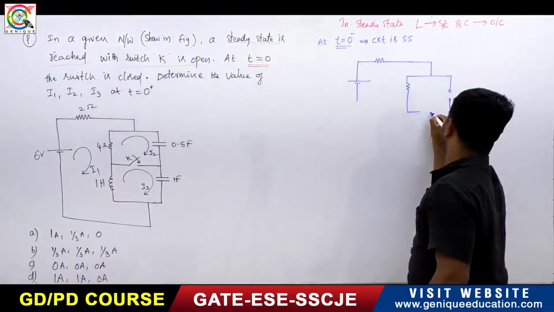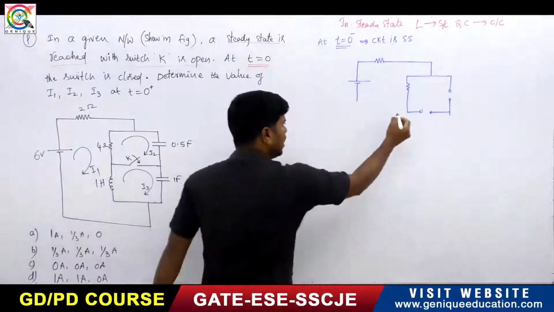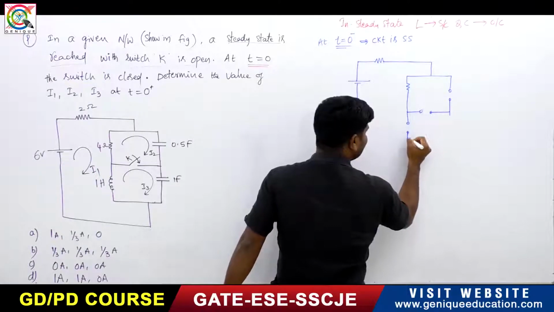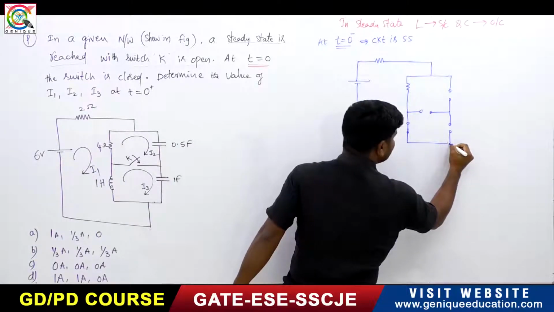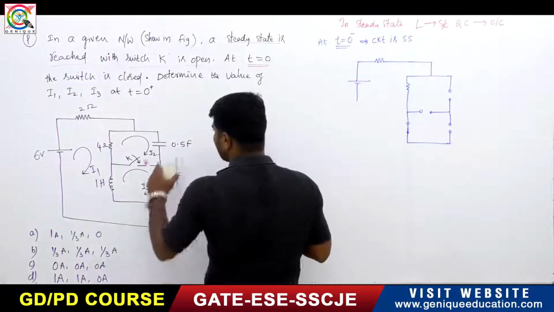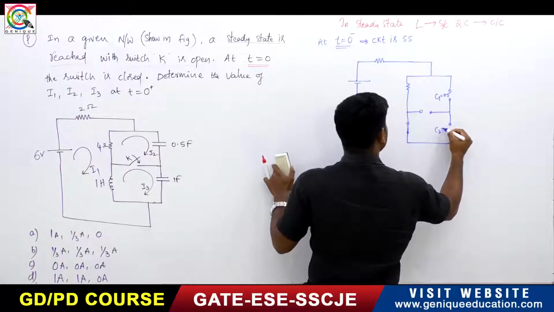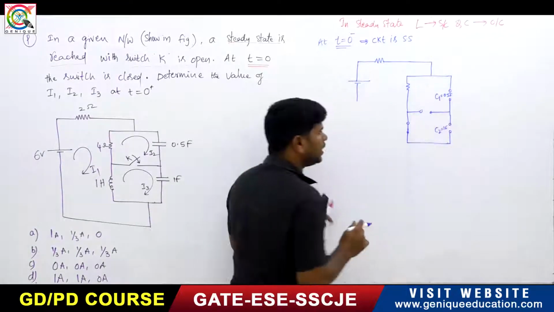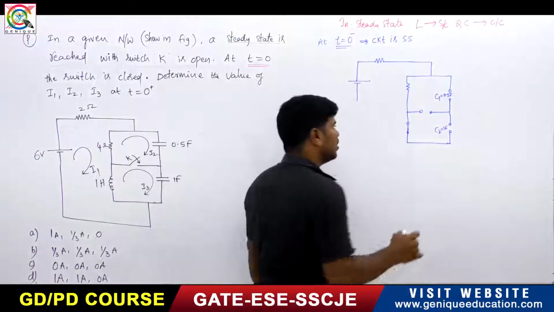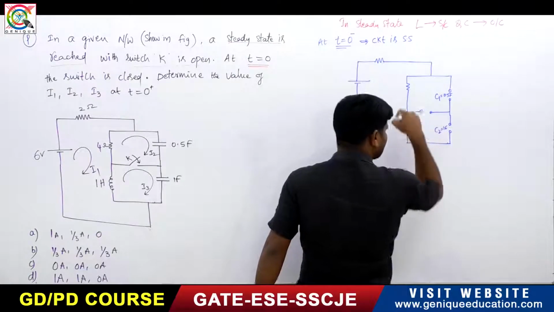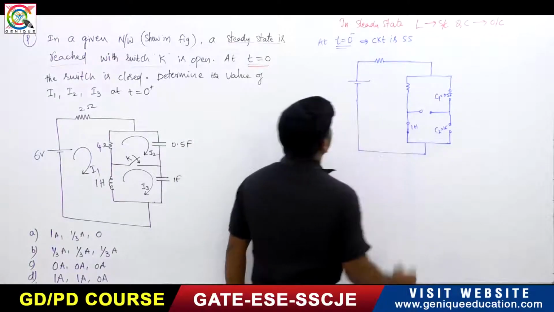Here one switch is there, but the switch is not closed. And here one more inductor is there, but that inductor is short circuited. Here capacitors are there, and these capacitors are open circuited. Let us suppose C1 is 0.5 farad and C2 is 1 farad. These are open circuited. This 1 Henry inductor is short circuited. So this is the circuit at t equals 0 minus.